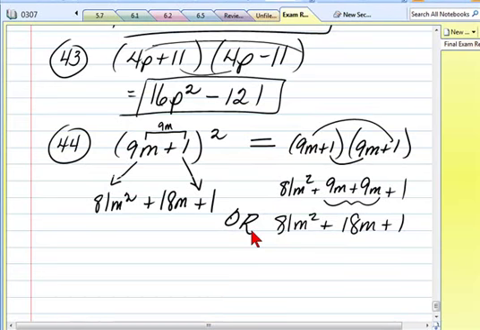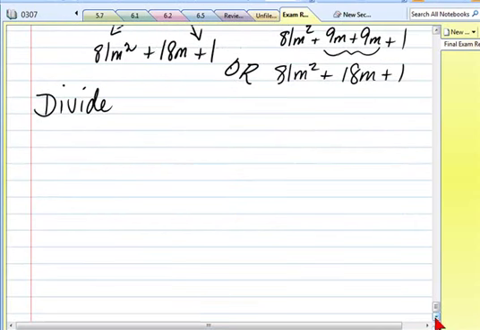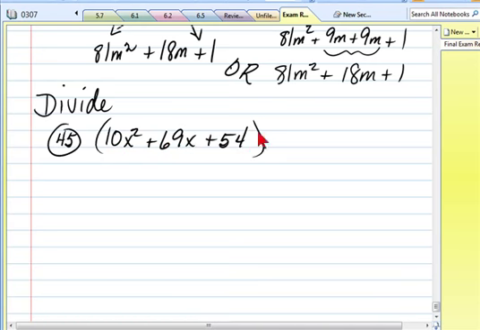All right, the next two problems ask you to divide. You have a choice of long division or synthetic division. Number 45. I have 10x squared plus 69x plus 54 divided by x plus 6. And I'll let the class decide. Do you want me to do it by long division or synthetic? My personal choice would be synthetic, and you can do the test questions by synthetic.